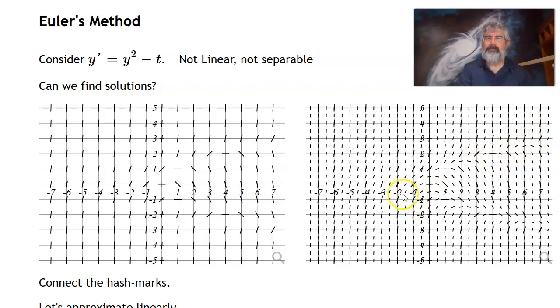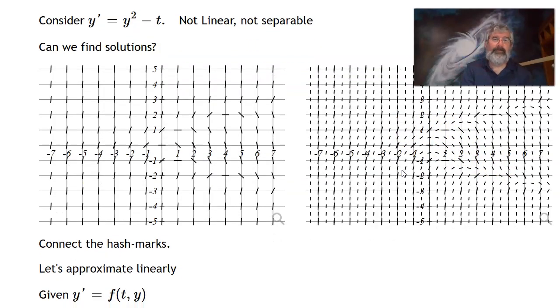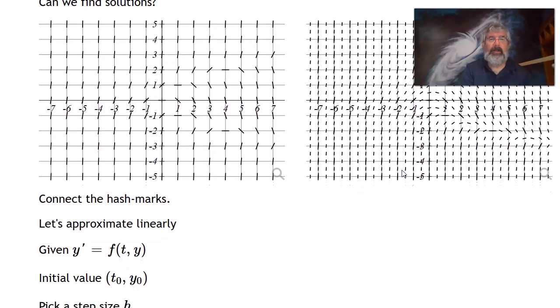Anyway, essentially what we want to do here is we want to approximate curves by just making these hash marks big enough to connect to each other and look at those curves. This is what I would call a linear approximation. Let's approximate linear. So here we go.